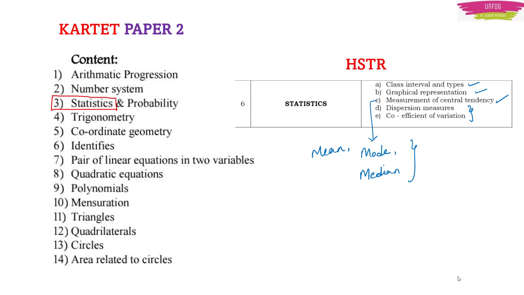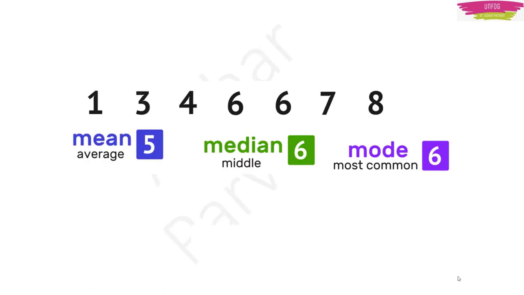Now, basically, people recognize statistics by measures of central tendency. There are three measures of central tendency. What are they? Mean, median, and mode. We have already discussed them. Mean is nothing but the average. Median means the middle number. Mode means the most common number, because we are talking about numbers. Okay? Mean, median, mode.